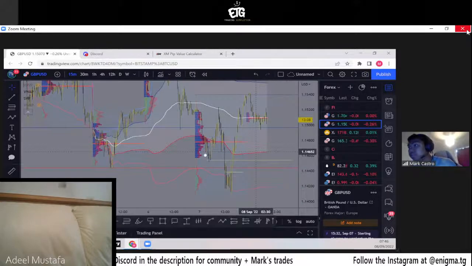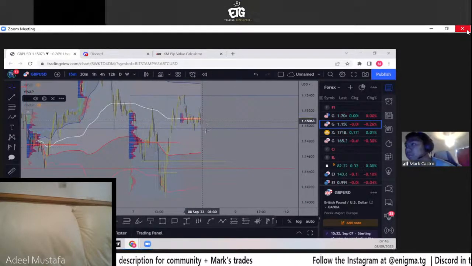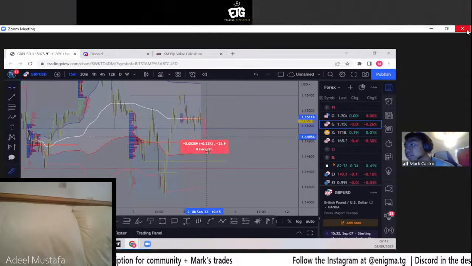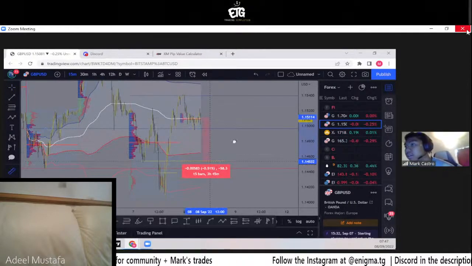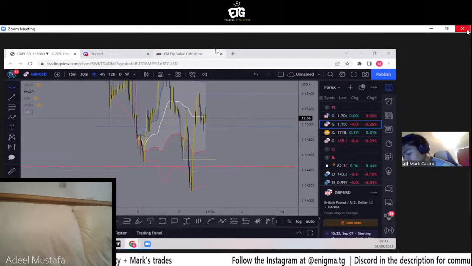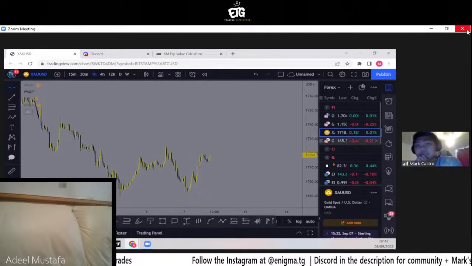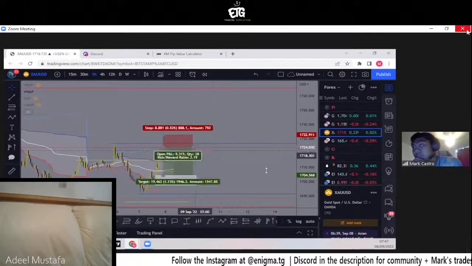GBP/USD still very far away from our entry level here. To be honest, I would actually like to buy slightly earlier than this level here. But yeah, we'll just have to wait and see. I'll probably just delete my sell limit on GBP/USD for now, and wait for gold here.